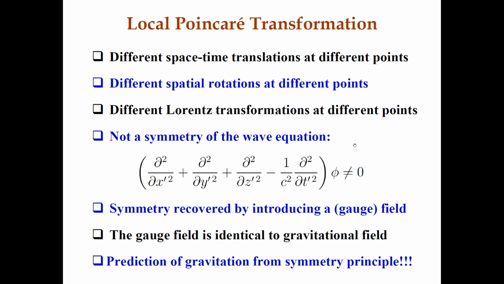But once again, you can recover the local Poincare transformation as a symmetry by introducing a gauge field, and lo and behold, this gauge field is identical to what you call the gravitational field. So you can predict that gravity should exist just from the fact that in nature you see Poincare symmetry as a global transformation, and you want to make it local, and you are forced to have gravity.